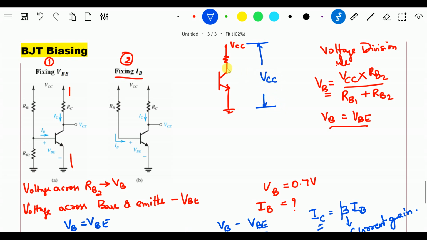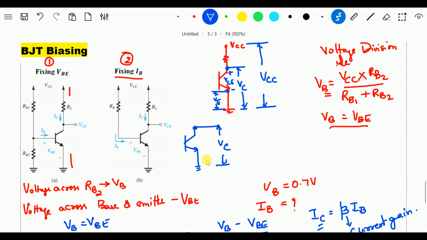Now if I say this one is the collector voltage VC, and from here this is the emitter voltage VE. Now, my job is to know what VCE is. I need to know the voltage VCE. Now, if you look into this circuit, this is the voltage VC.